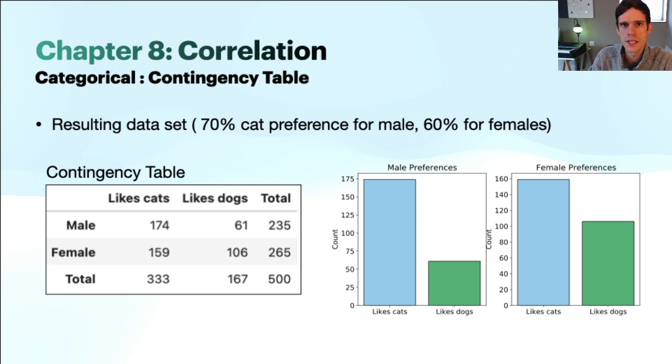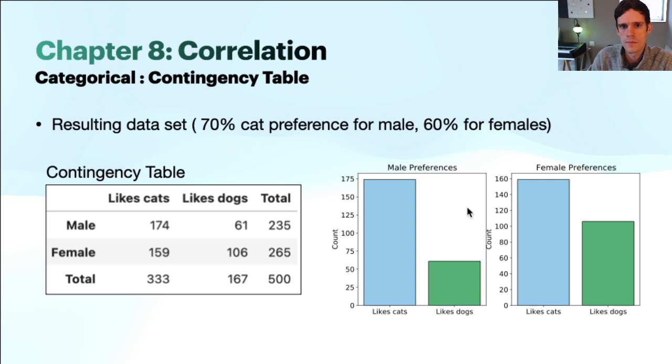Now, the same information can of course be abstracted from these visual representations. Here we have a bar plot for both males and females, and on the x-axis we have likes cats and likes dogs. Likes cats in blue and likes dogs in green. Now the y-axis is simply the number of people that answered with likes cats or likes dogs. So then the difference in preference between males and females can be seen by how much larger the blue bar is compared to the green bar.